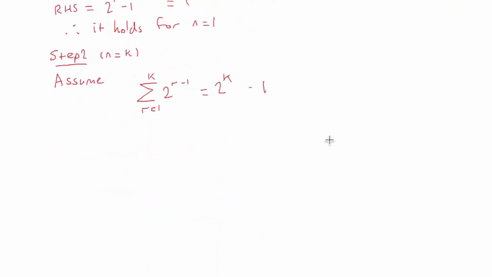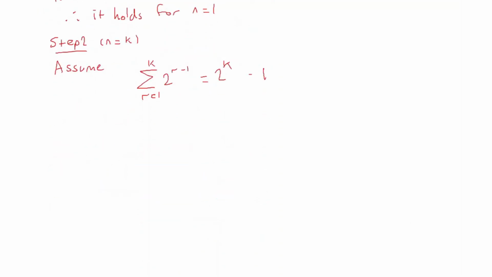Having done the assumption, we can move on to step 3, which is our inductive step. It's always worth saying what we want to show, which in this case is that the sum from r equals 1 to k plus 1 of 2 to the r minus 1 is equal to 2 to the k plus 1 minus 1.